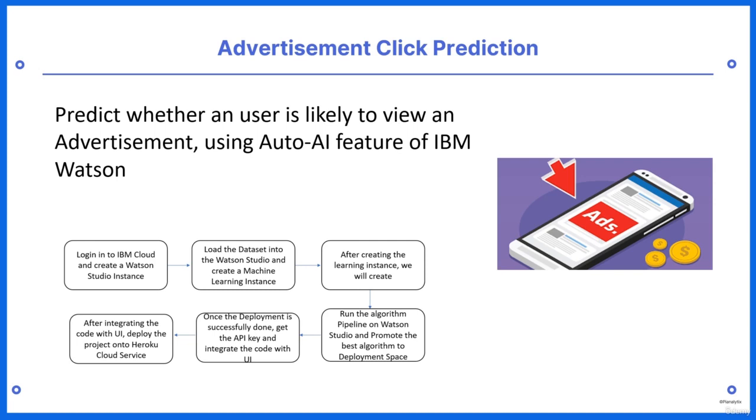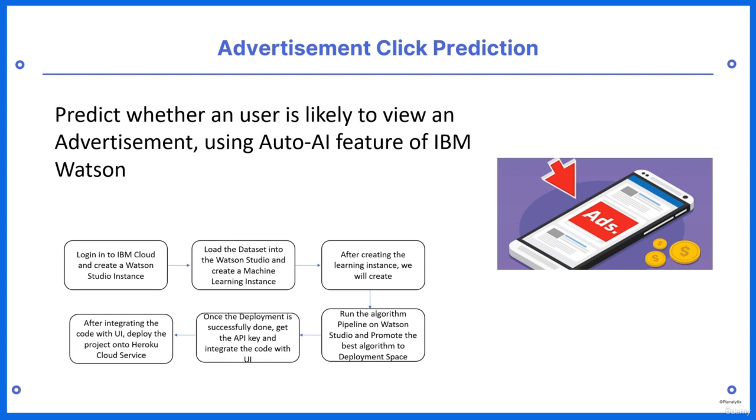So what does this project actually do? It predicts whether the user is likely to view an advertisement or not. On screen, on phones, or on laptops we'll have a lot of advertisements hosted on various websites, right? So is the user likely to watch that ad or not? That kind of prediction we are going to make using this project. So let's look at the overview of it.